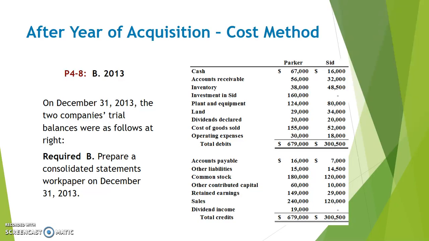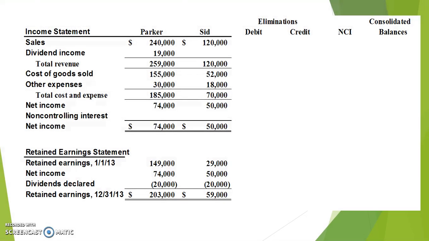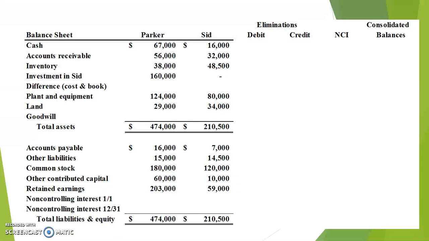On December 31, the two companies' trial balances are shown here, and we are required to prepare consolidated statements working papers on December 31, 2013. Now, the first thing we would do in our consolidated working papers is use this information to prepare an income statement for the two companies, a retained earnings statement, and a balance sheet. So in the first two columns, we would record our financial statements the usual way we would prepare the financial statements.